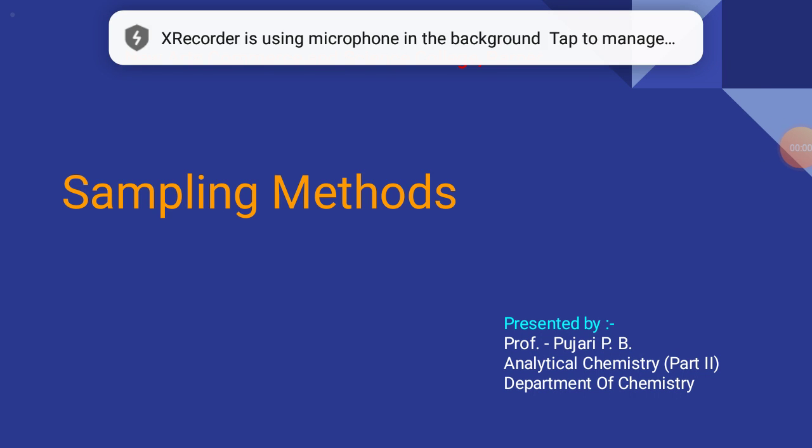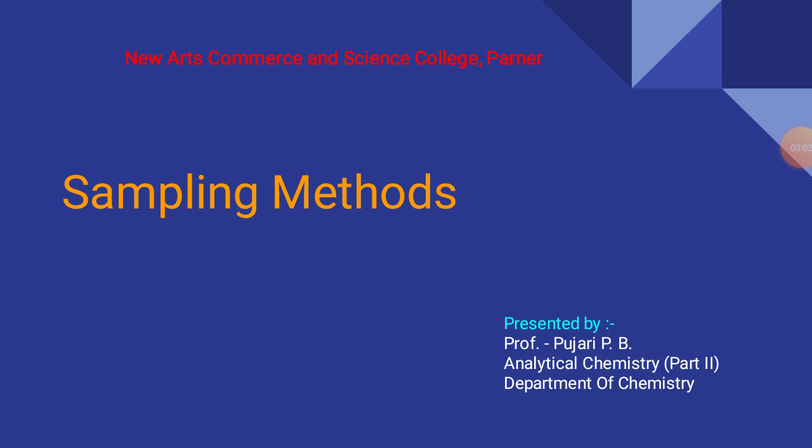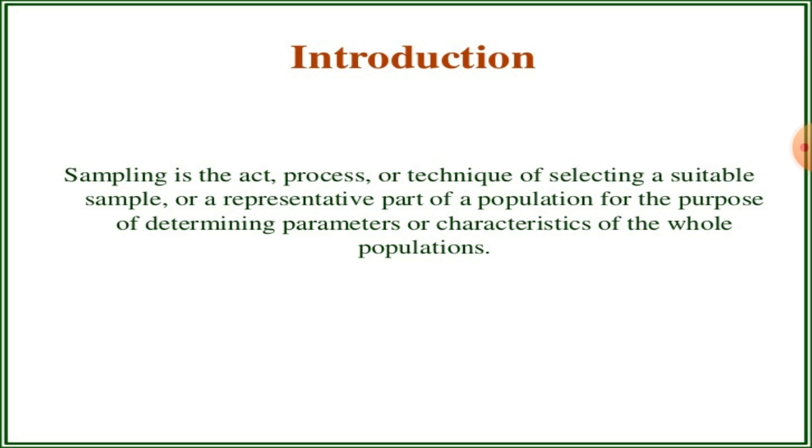Hello everyone. Today we will discuss the different sampling methods. The introduction. Sampling is the act, process, or technique of selecting a suitable sample or a representative part of the population for the purpose of determining the parameters or characteristics of the whole population.